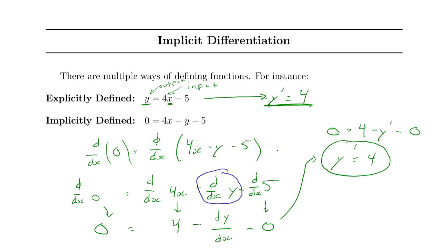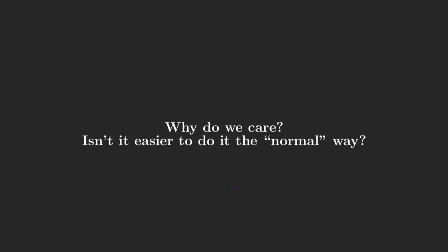So again, to recap, with implicit differentiation, we differentiated each term on both sides, and we just had to be careful about the term with the y in it. Now, here's the real question. Why do we care about this? It's way easier to differentiate that function in the normal way, solving it for y and going on from there. The main thing to notice is that we may not always be able to solve for y.